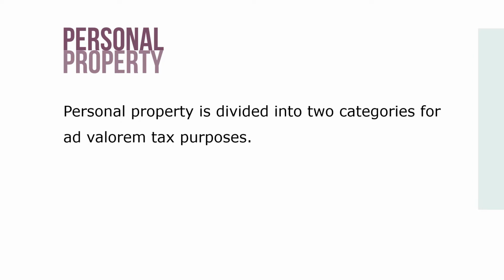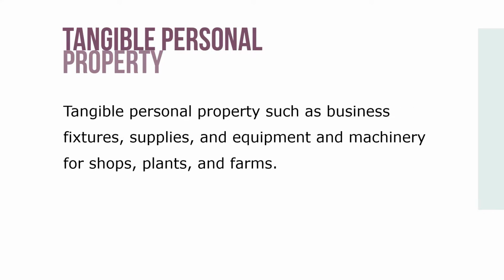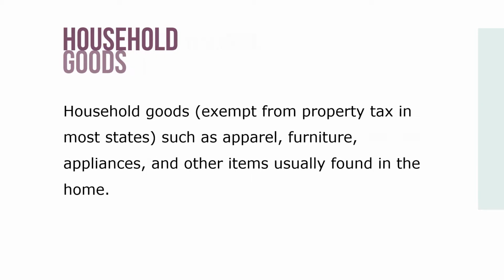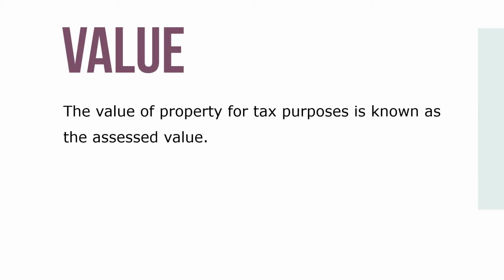Personal property is divided into two categories for ad valorem tax purposes. Tangible personal property, such as business fixtures, supplies, and equipment and machinery for shops, plants, and farms. Household goods, exempt from property tax in most states, such as apparel, furniture, appliances, and other items usually found in the home. The value of property for tax purposes is known as the assessed value.